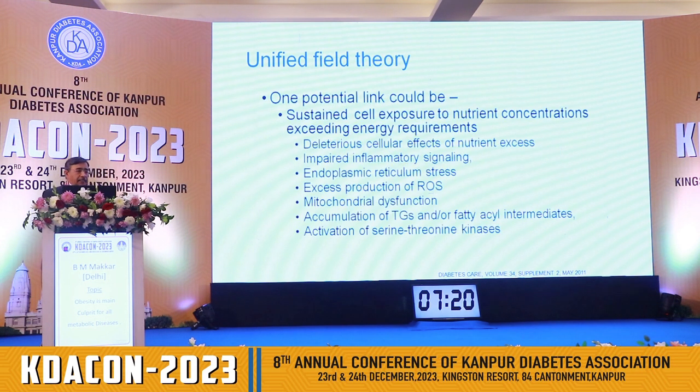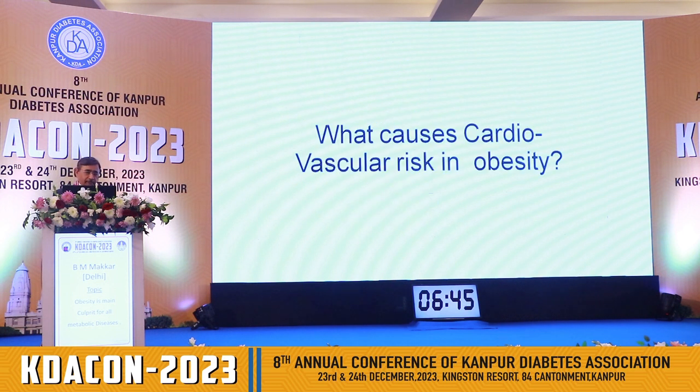So what happens is that once you have sustained increased intake of calories, there is sustained exposure of cells to excess amount of nutrients, more than the requirement of the cells. And this excessive nutrients lead to damage to the cells, leading to inflammation within the cells, increase in endoplasmic reticular stress, increased formation of free radicals, mitochondrial dysfunction, going on to development of a cascade of chain reactions, leading to development of insulin resistance and beta cell dysfunction.